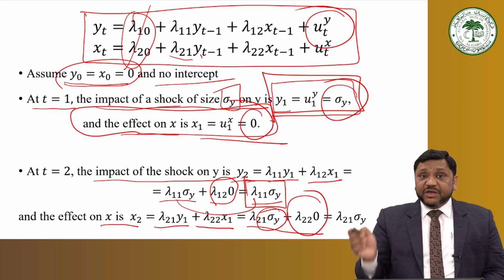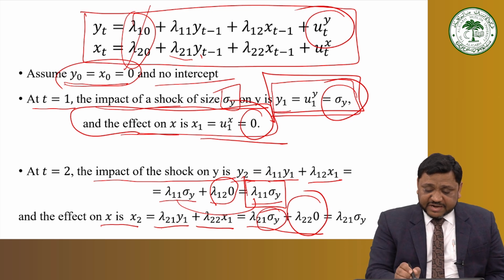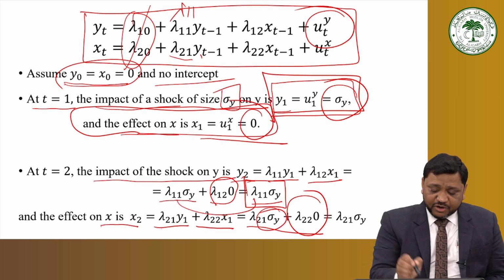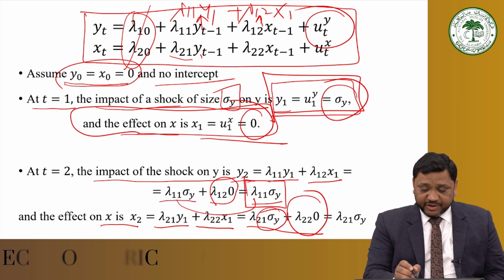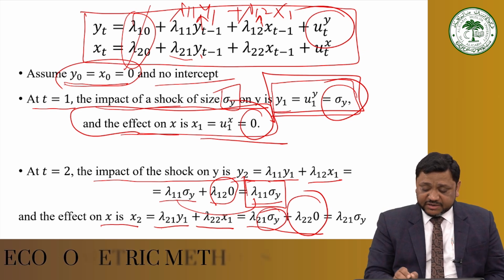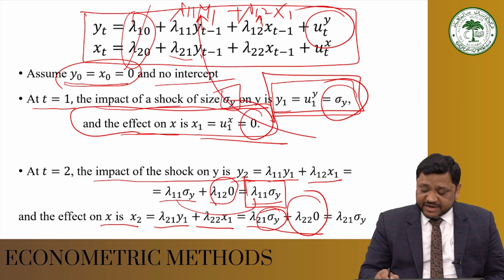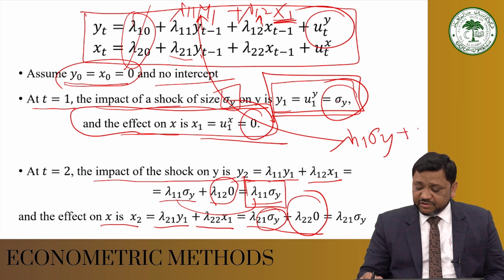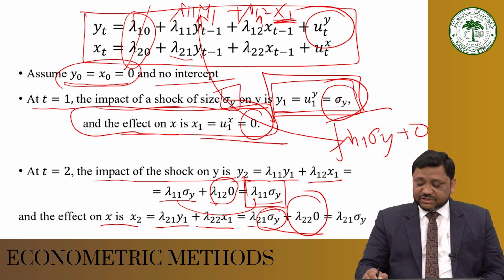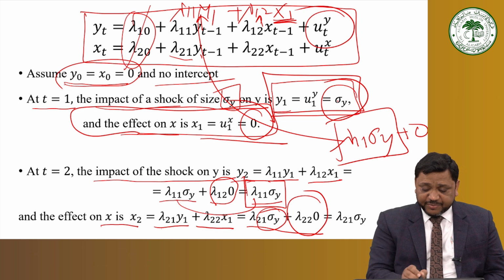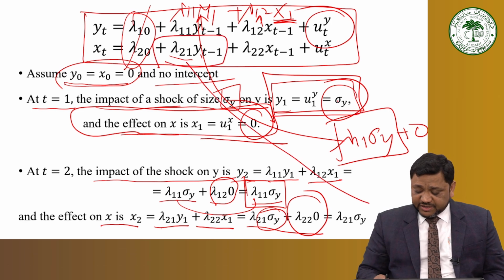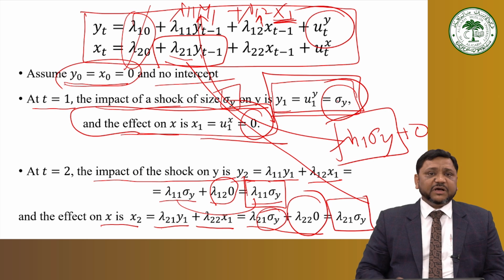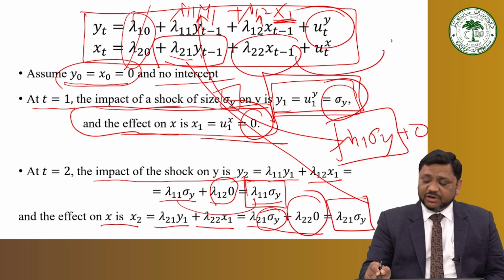When we take time period 2, this becomes lambda 11 y1 and this becomes lambda 12 x1. Now again we are seeing the impact is on sigma y, so we can write this as lambda 11 sigma y, and here this is 0, so the entire thing becomes 0. In the second case, this comes over here, lambda 21, it becomes sigma y, and this is again a 0.